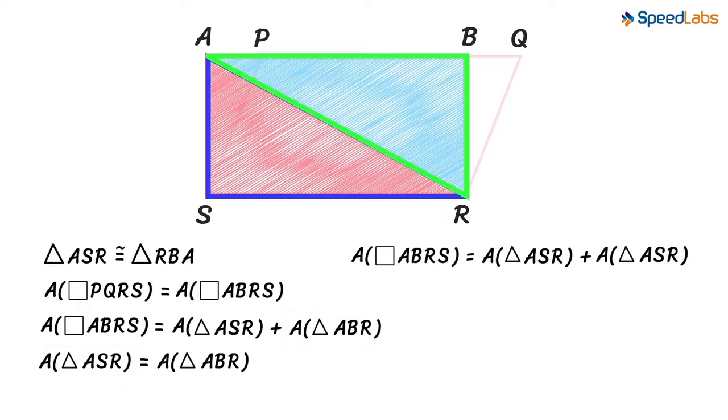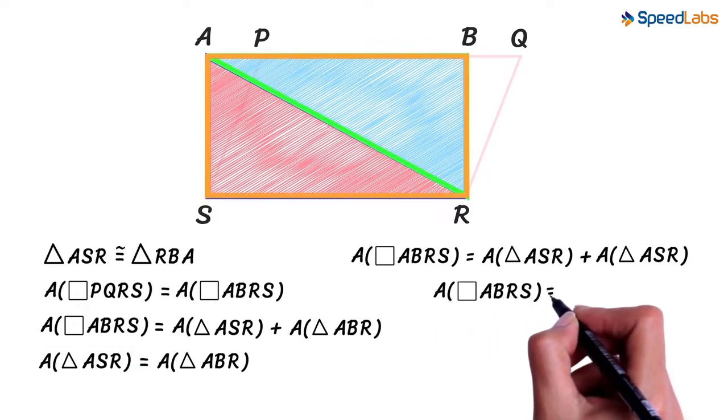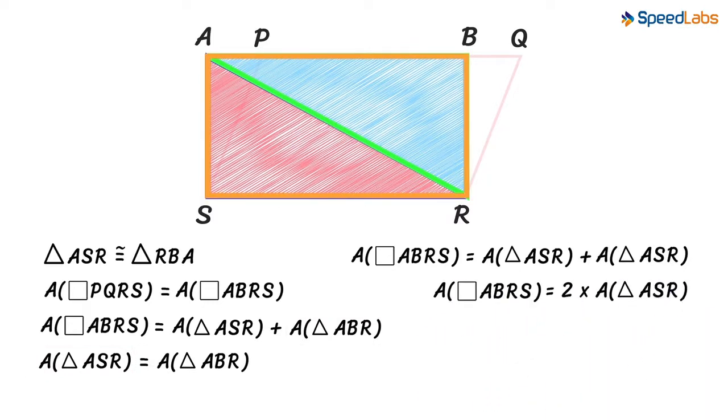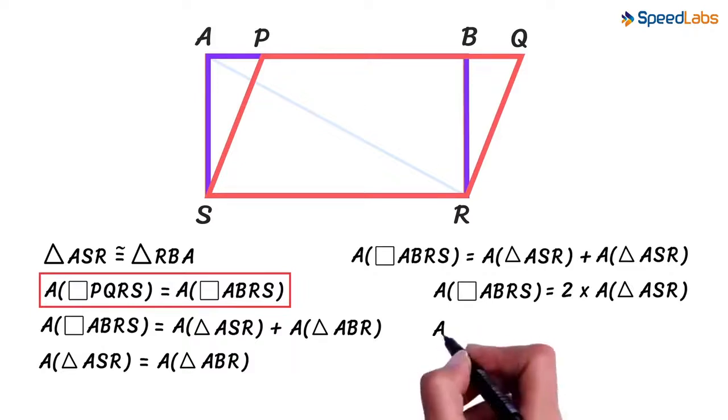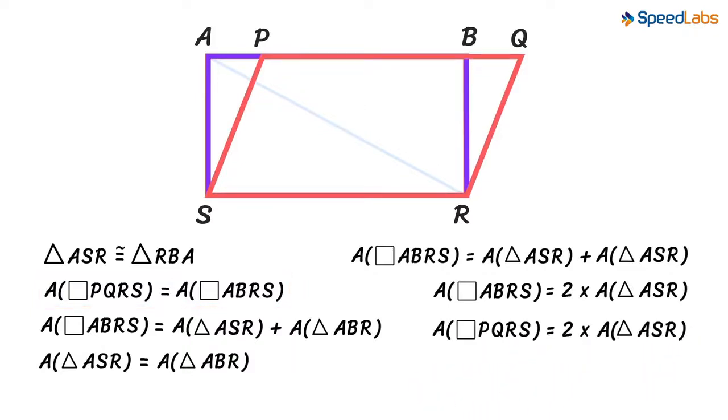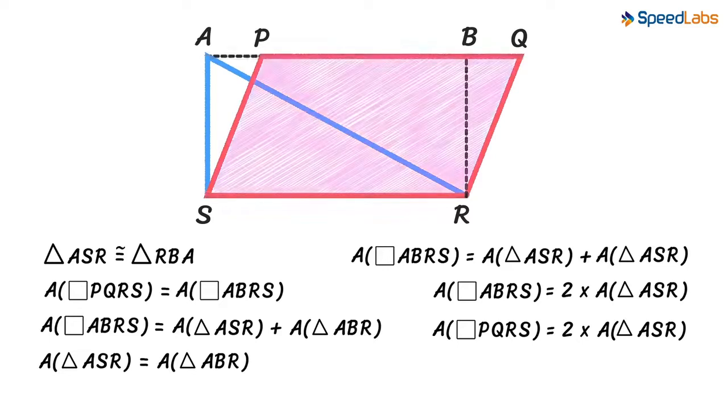Now, can we write area of parallelogram ABRS as twice the area of triangle ASR? Yes, we surely can. And we also know that the area of parallelogram ABRS is equal to the area of parallelogram PQRS. So we get this relation. So what can we conclude from this? We conclude that if a triangle and a parallelogram are on the same base and are between the same two parallel lines, then the area of the parallelogram is equal to twice the area of the triangle.